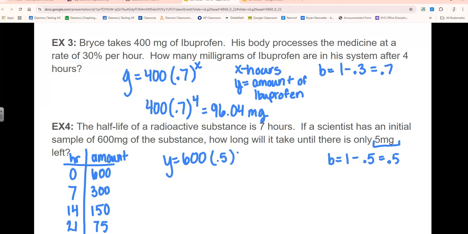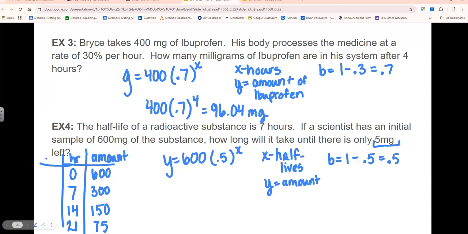So I've got 0.5 to the x power. Now, what we've got to know for this, it's a little tricky, is that that x right there is not the number of years, it's the number of half-lives. And then y is your amount of your substance. So like over here, your half-lives would be 0 here, and then you got 1 half-life, 2 half-lives, 3 half-lives, and so on. So whenever we get an answer for this, it's going to be half-lives. It's not going to be the actual amount.